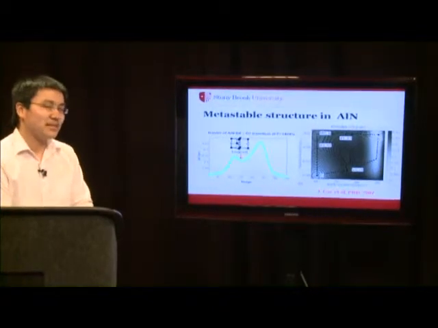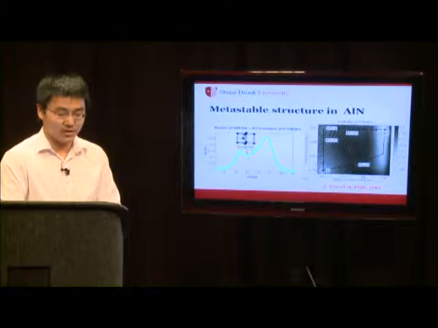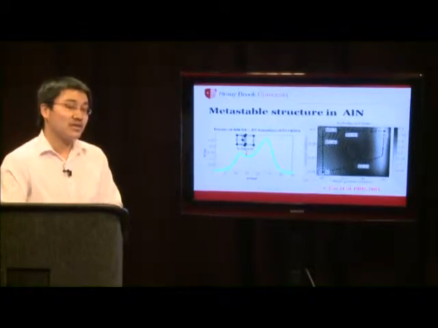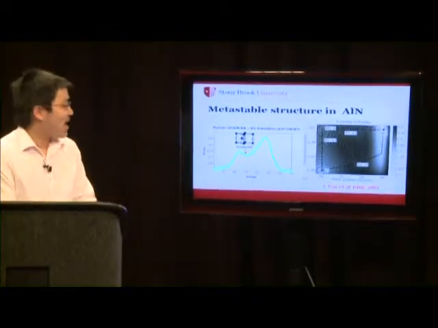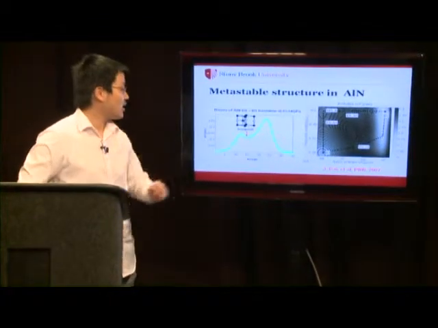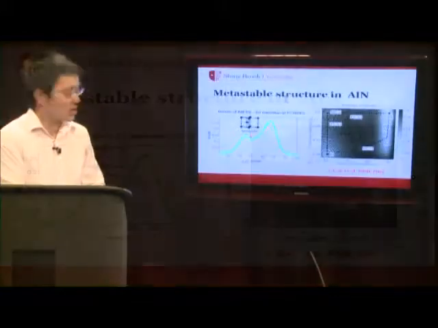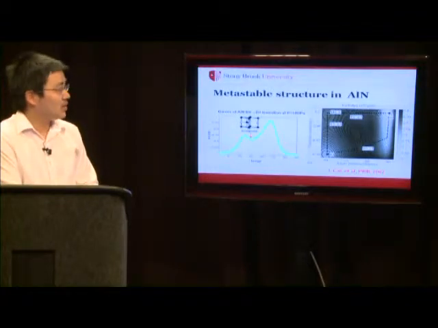Another powerful aspect of the VCNEB method is finding metastable structures. These metastable structures sometimes are very important. Here we can find a hexagonal structure on the path at 14 gigapascals. This is also confirmed by others on the energy surface, described with the fractional coordinate and the angle gamma. We have the same results. It is powerful.